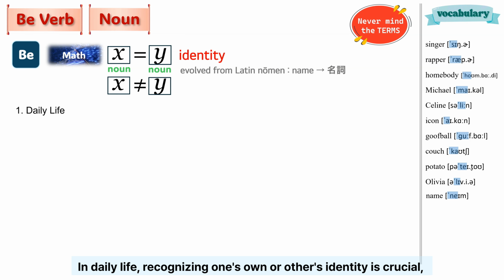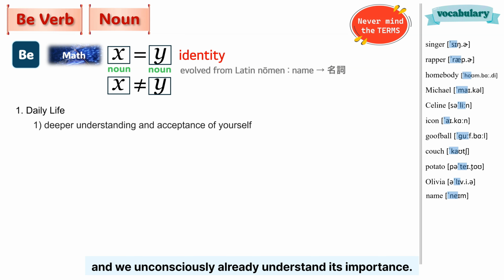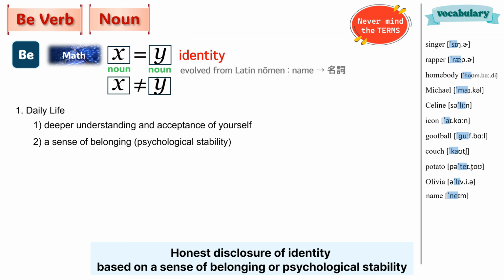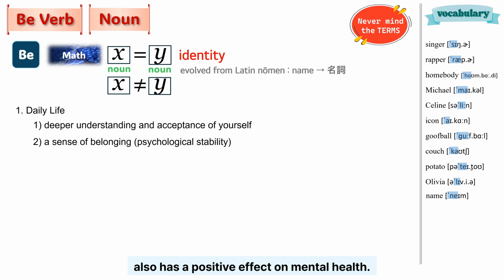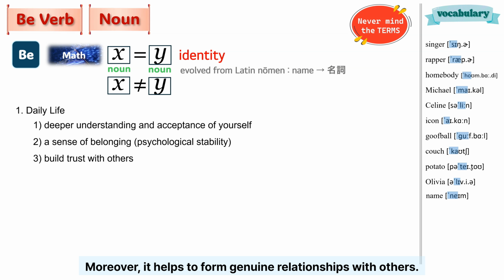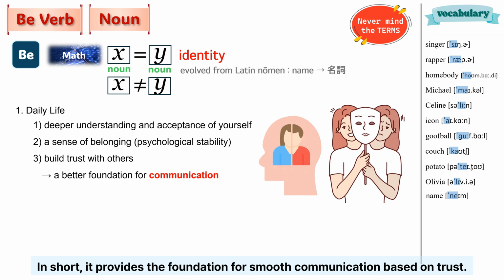In daily life, recognizing one's own or others' identity is crucial, and we unconsciously already understand its importance. Understanding one's own or another's identity is a core element for ensuring authenticity. Honest disclosure of identity based on a sense of belonging or psychological stability also has a positive effect on mental health. Moreover, it helps to form genuine relationships with others. In short, it provides the foundation for smooth communication based on trust.